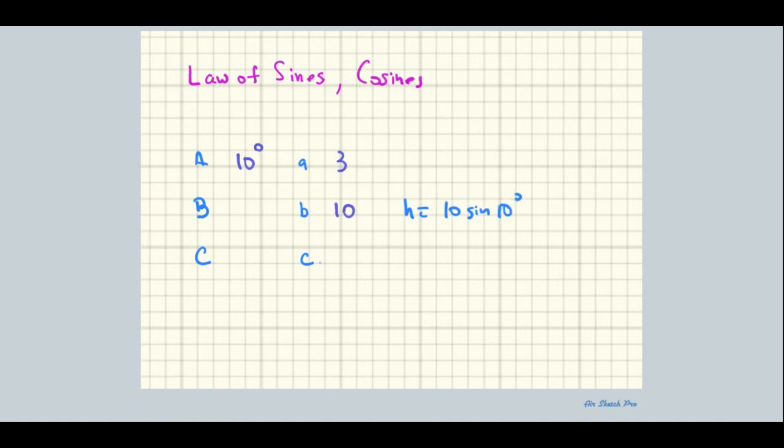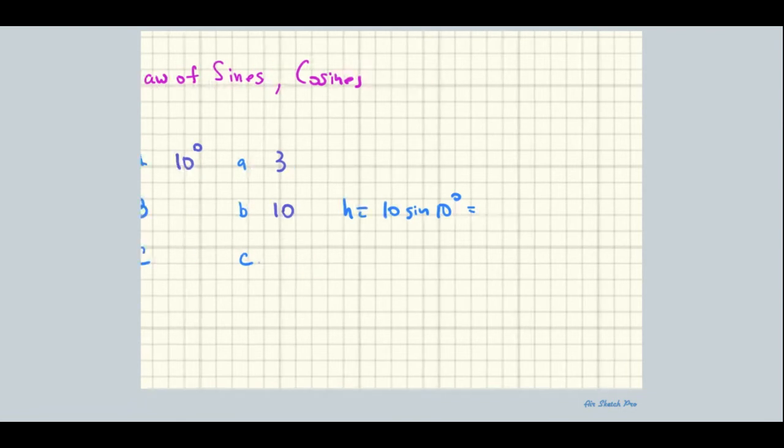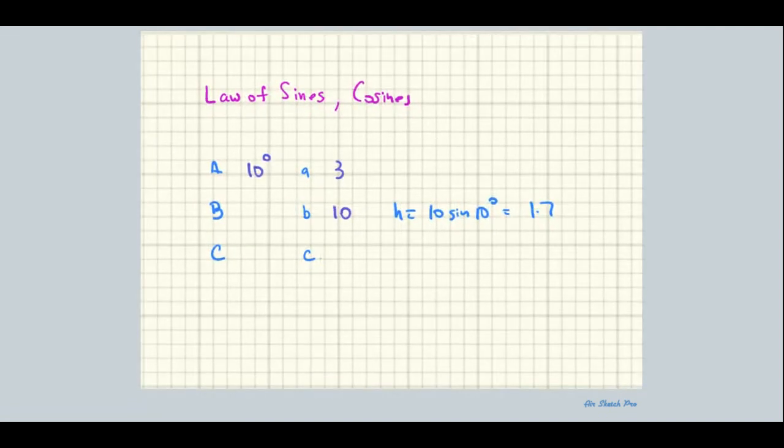10 sine 10 degrees. What is it? 1.7. Opposite greater than altitude? Yes. The opposite is greater than the altitude. We're going to get two triangles.